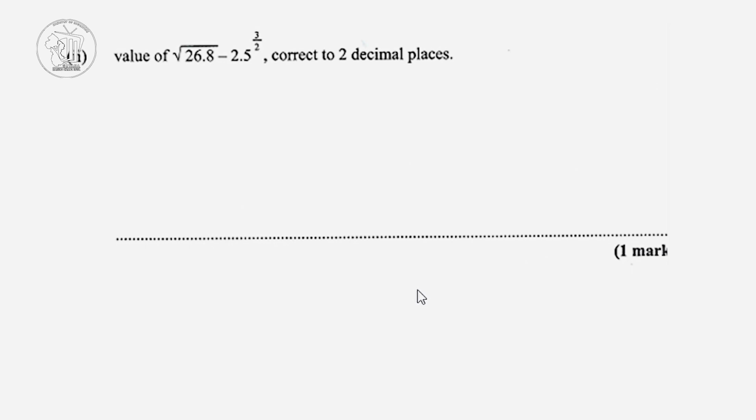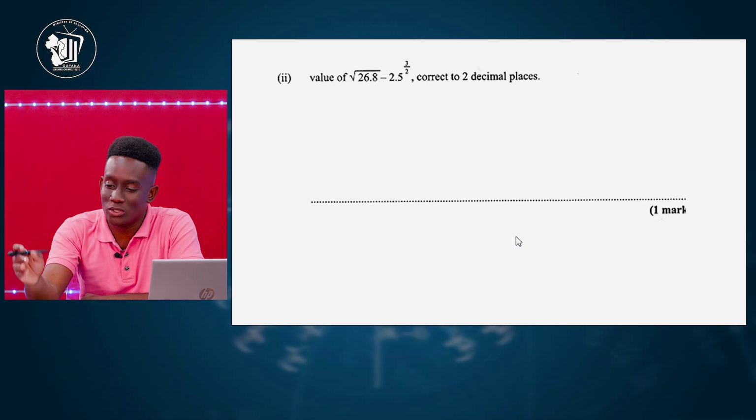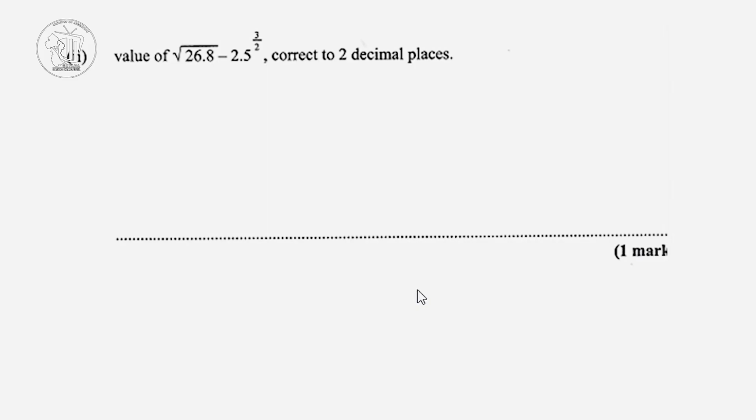Now let's look at the last question. The question says, find the exact value of the square root of 26.8 subtract 2.5, all raised to the 3 over 2 power, correct to 2 decimal places. There are two ways in which we can do this. 3 over 2 is the same as 1.5, so this is 2.5 raised to the 1.5 power, which we can easily find on our calculator.